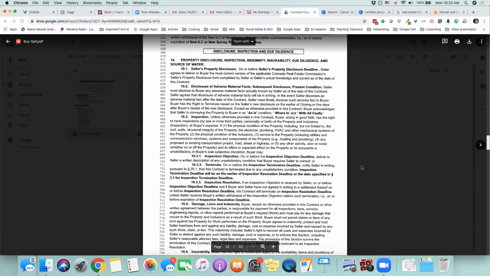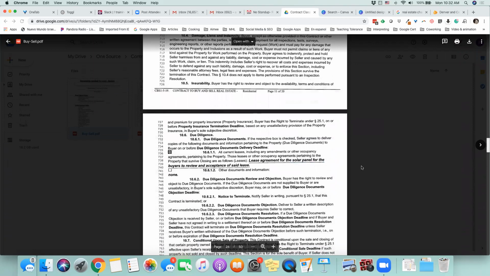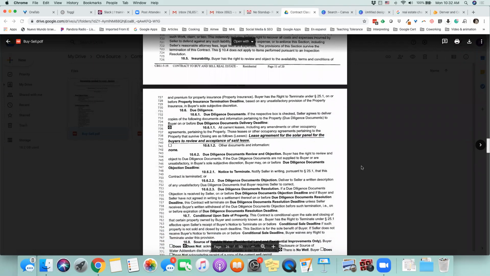Please, 10.5 is insurability, which means the buyer's going to get insurance. Buyer has to go and get insurance. Please do not assume that a buyer can always get insurance on a property. So you make your dates, as we'll talk about next week, so we can ensure that that buyer is going to get insurance on his or her property.